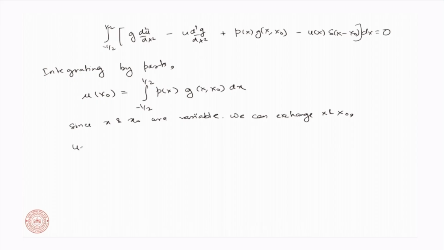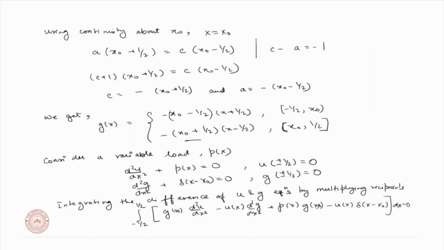And we can get that u of x is equal to the integration from minus 1/2 to 1/2 of p at x naught g at x comma x naught dx. Okay. So, we have exchanged x and x naught. Let us go back one slide. We can see that our g of x is symmetric in the sense that you can switch over x and x naught, where it can be minus x minus 1 by 2, x naught plus 1 by 2, x plus 1 by 2, x naught minus 1 by 2. So, the equations can be flipped.